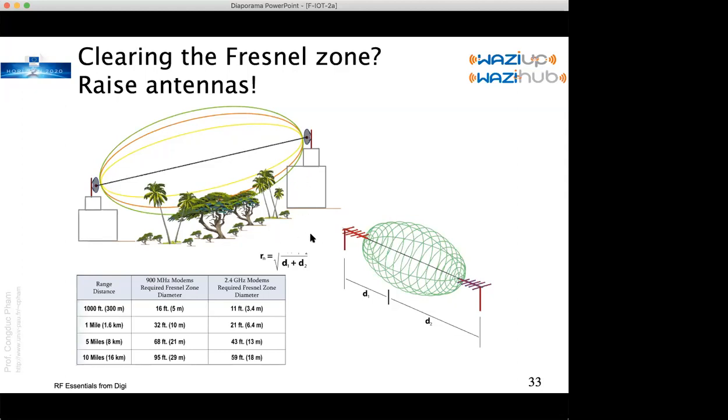So the notion of Fresnel zone is important to keep in mind, because the general idea is, even if it seems to be in line of sight, if you have vegetation, if you have buildings somewhere in this Fresnel zone, it means that you're creating some kind of interference or attenuation.